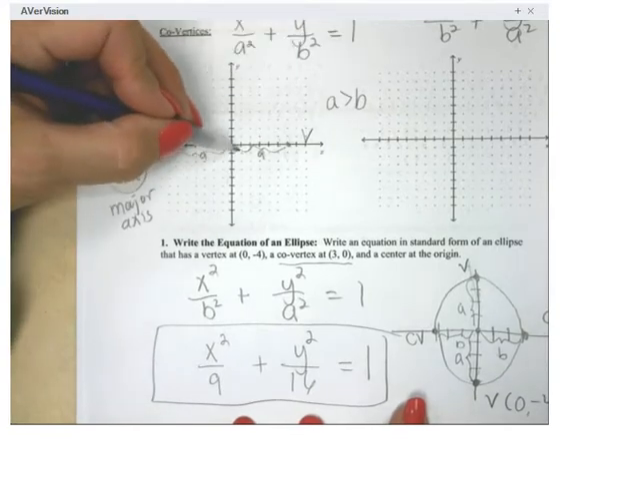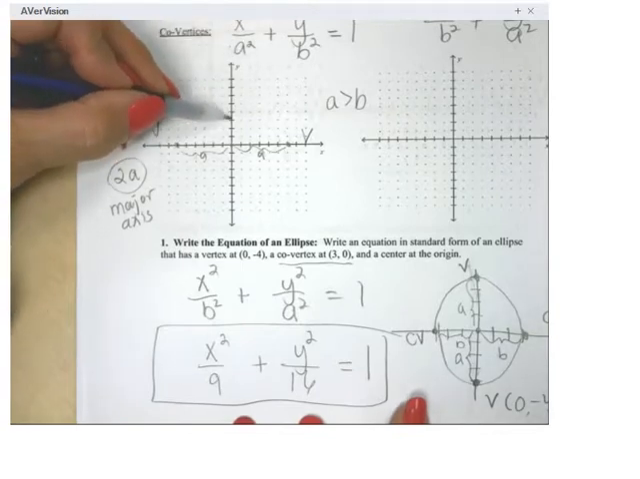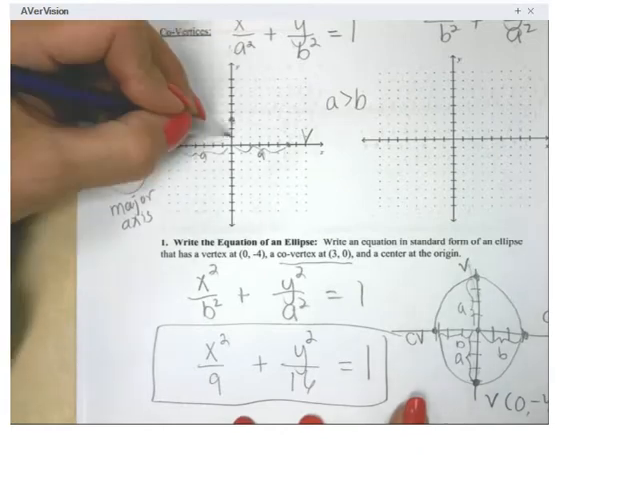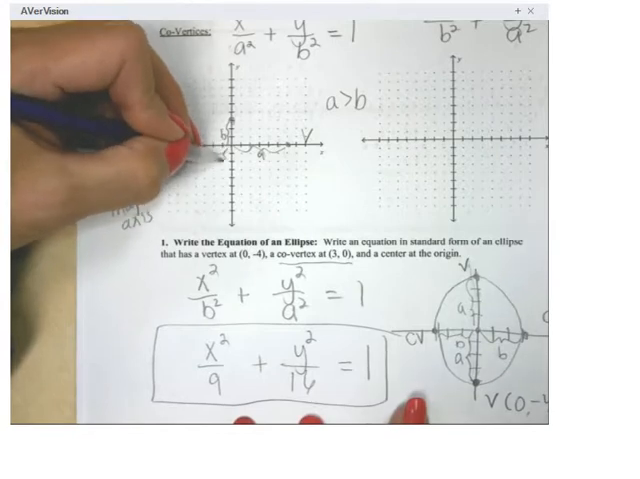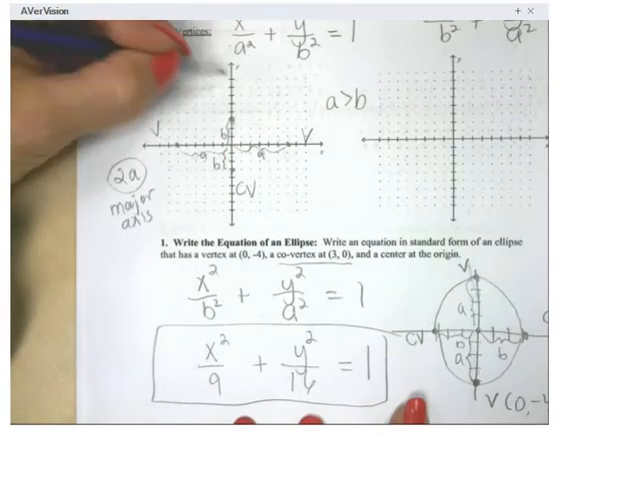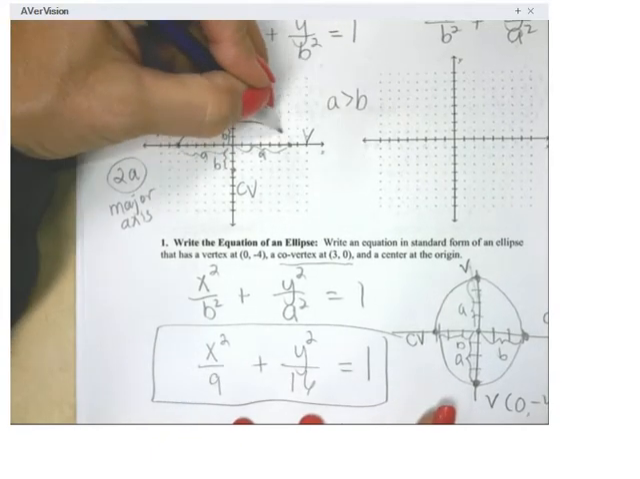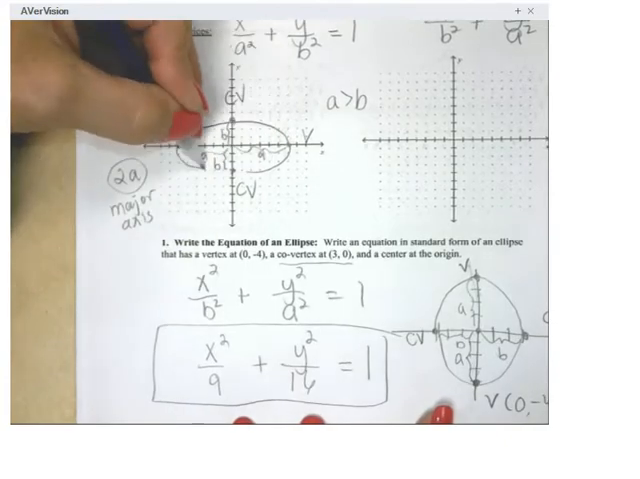My little b, I'm not going to go up as high as I did with the a coordinate because I know this has to be bigger. So I'm just going to make b be 3 units higher, although it's just a generalization. So I'm going to put a b point, and this distance is b up, and 1, 2, 3, b down. And these would be co-vertices. And so your ellipse would look something like this.